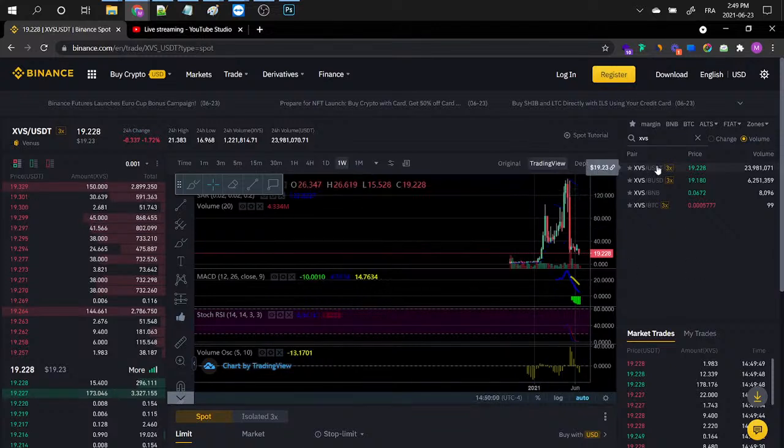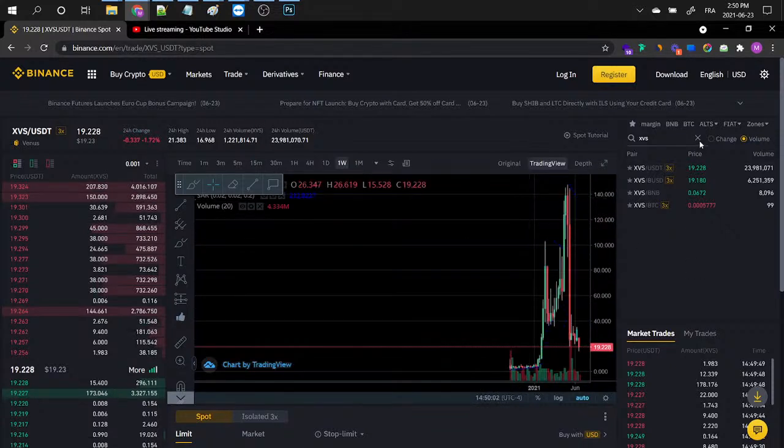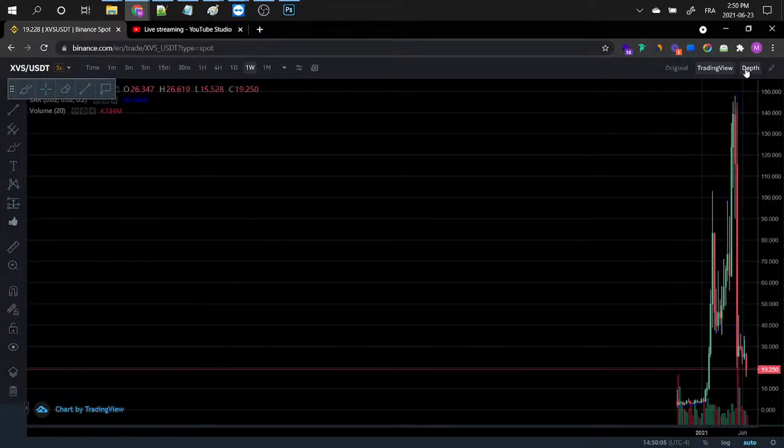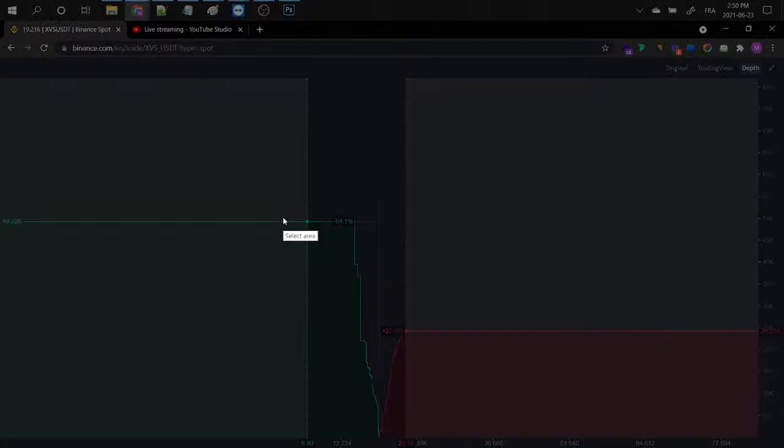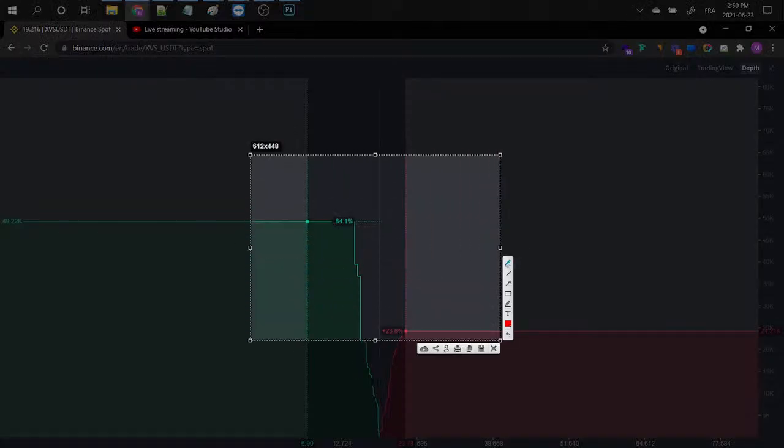So let's have a look at the XVS right now. Let me just zoom in. Okay, and I'll switch over to the depth view just to understand, is the market bearish or bullish? So it's definitely bearish. Again, as you can see, guys, the order book is full and people are thinking that it's going to go minus 64%. This is the table.